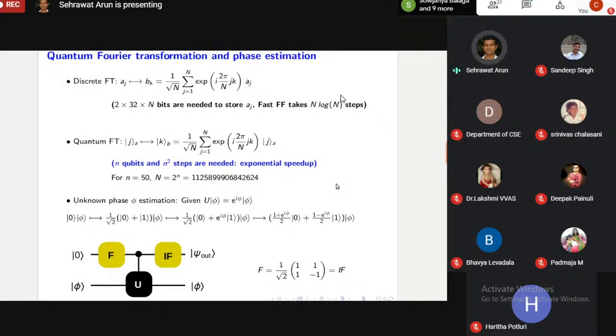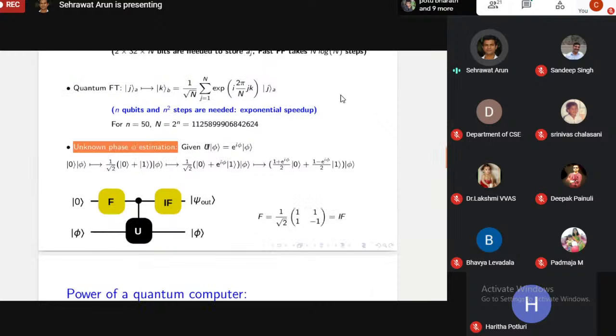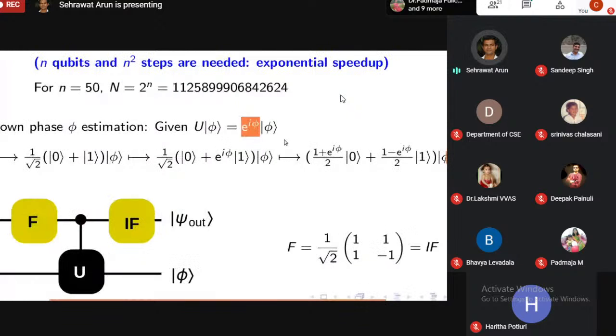Now in Shor's algorithm, one of the main elements is phase estimation. So let me describe a very basic idea of phase estimation. What is phase estimation? Imagine you have a unitary operator U which acts on this vector and gives a complex number e raised to power i phi. So this unitary operator has eigenvalues of this form. This is the eigenvector, this is the eigenvalue of the unitary operator, and this phi is a phase.